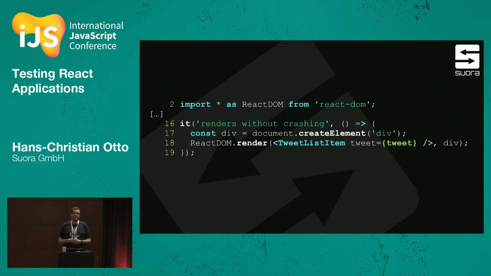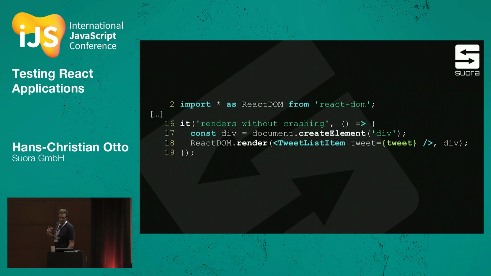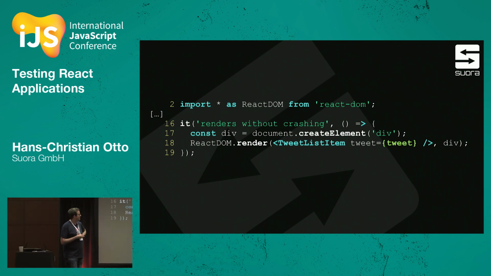I'm using a test framework here that's called Jest. You might know it. If you don't, it's quite straightforward. The only important part we need to understand on this slide is that with Jest, you write it, then a name, then a function that executes the actual test. So we just created a test that ensures that our component TweetListItem renders without crashing. This is the name. And right here, we just create a div element. This is just DOM API. And then we call ReactDOM render, pass our component, and tell ReactDOM to render it into the div that we just created.